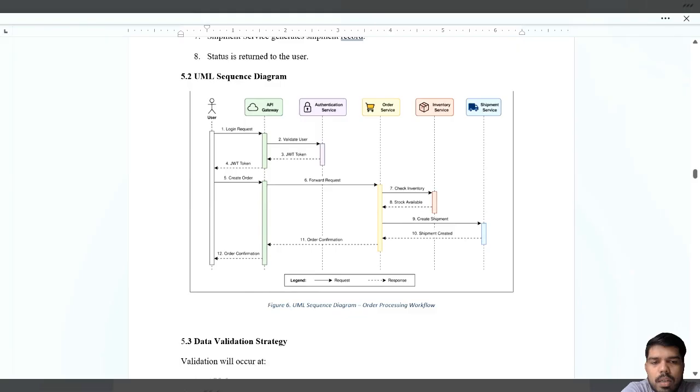The sequence diagram focuses on the order processing workflow. It illustrates the exact order of the interactions between the system components. The user authenticates first. The authentication service generates a JWT token. The order service validates the inventory. The shipment service creates the shipment record, and finally the confirmation is returned to the user. So the diagram helps the visualization of the real-time communication between services.